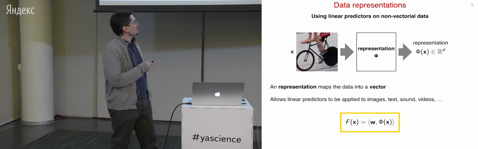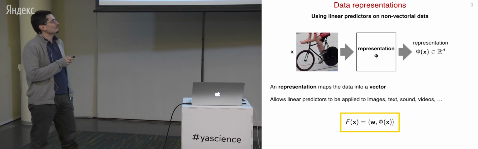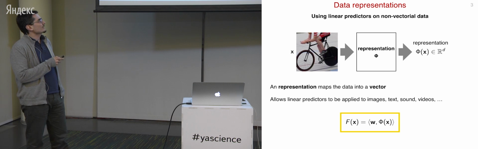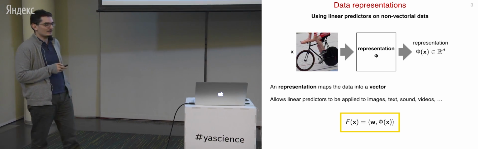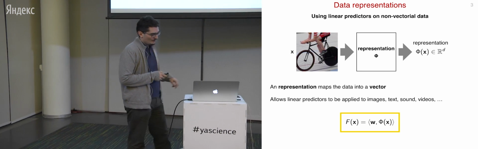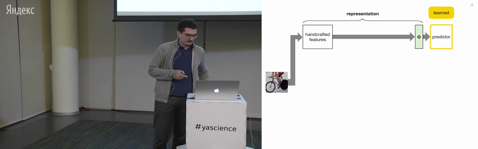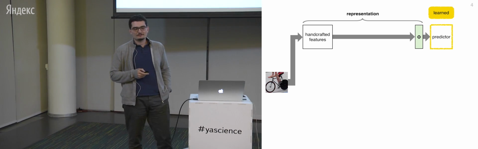And if you're smart enough, or lucky enough to find one already in the literature, by choosing phi you can work with any sort of data. It can be images, text, sound, videos, and so on and so forth. So the key topic of this talk is really how to design these representations.